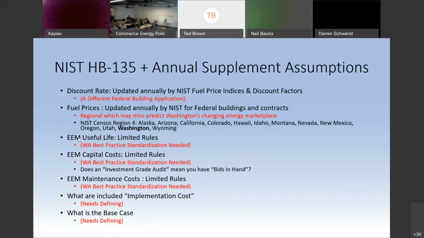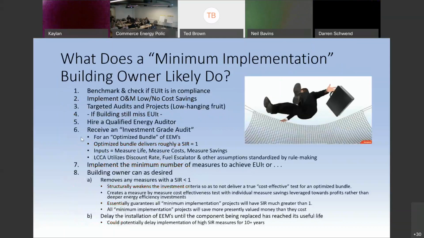Which means there probably will be a lot of exception making. Wouldn't that be a fair assessment? I think so. Because everybody's going to think they're exceptional. Yeah, let's talk about it.